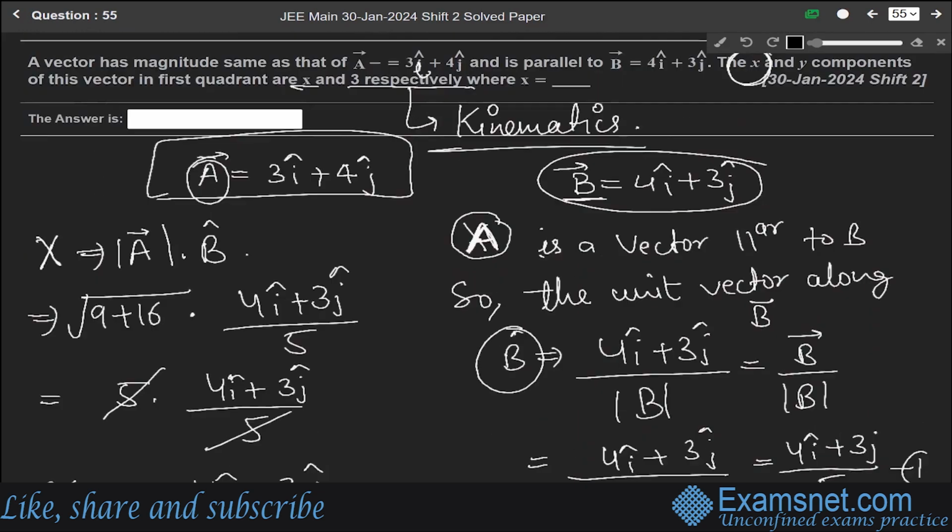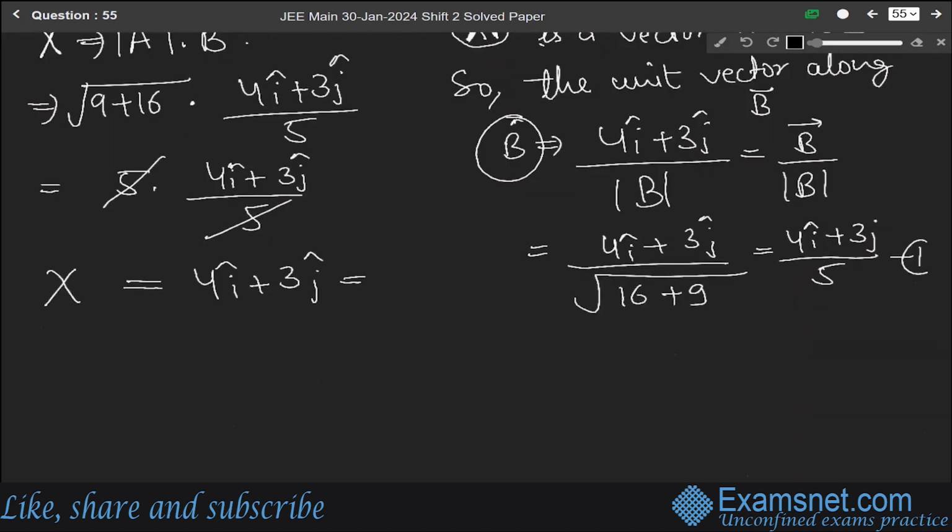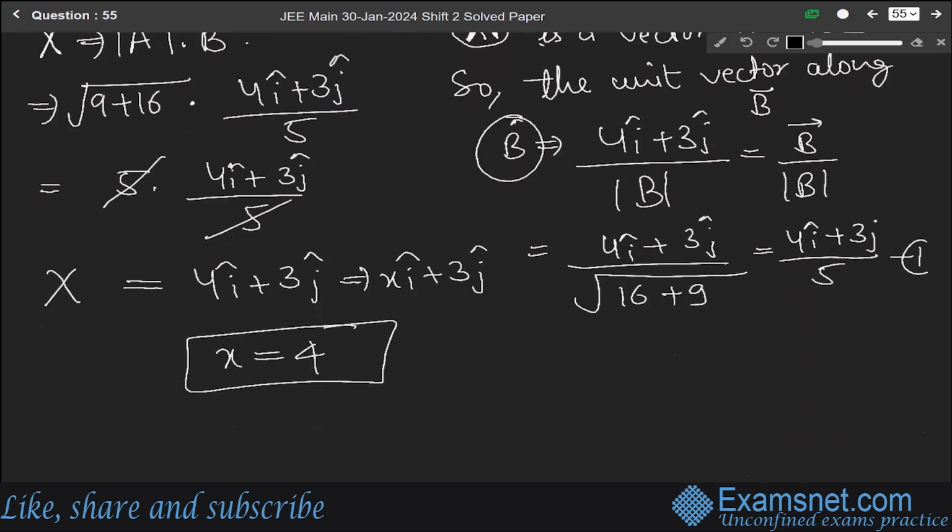Now comparing it with the given x i cap plus 3 j cap, the value of x is 4. This is our final answer.